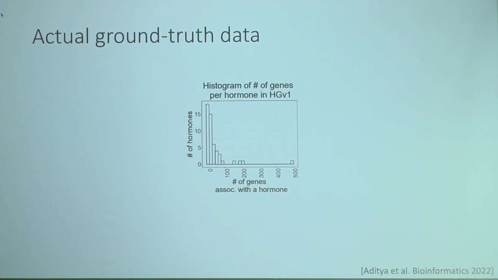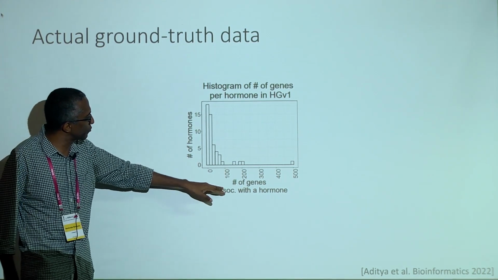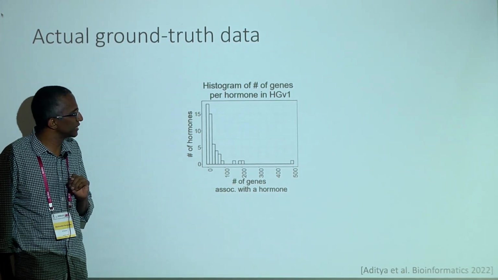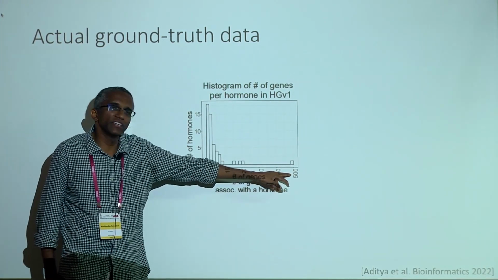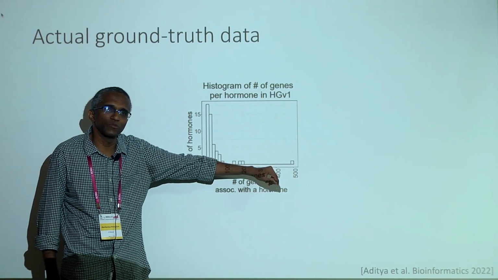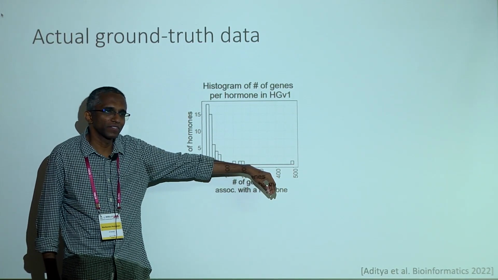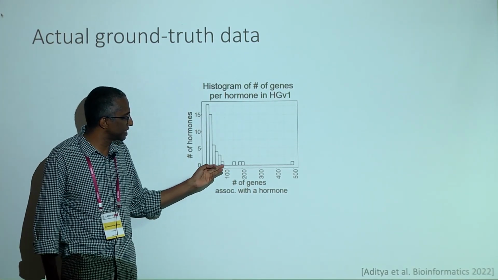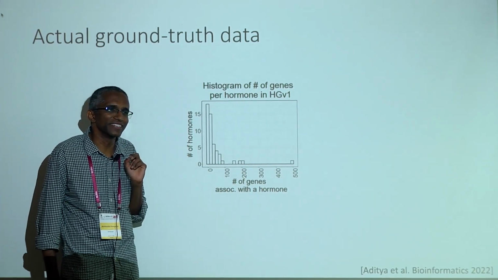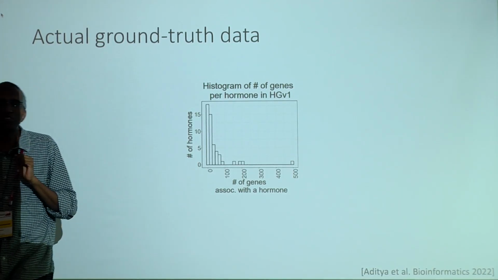So after we were done with that compilation, we looked at the number of genes associated with each hormone versus the number of hormones. This is a simple distribution. You can see that there are some hormones which are associated with 500 genes. Can someone predict what hormone this is? A hormone associated with 500 genes, but many others are less than 100 genes, some with 200, and so on. Insulin, yeah. So it's insulin.